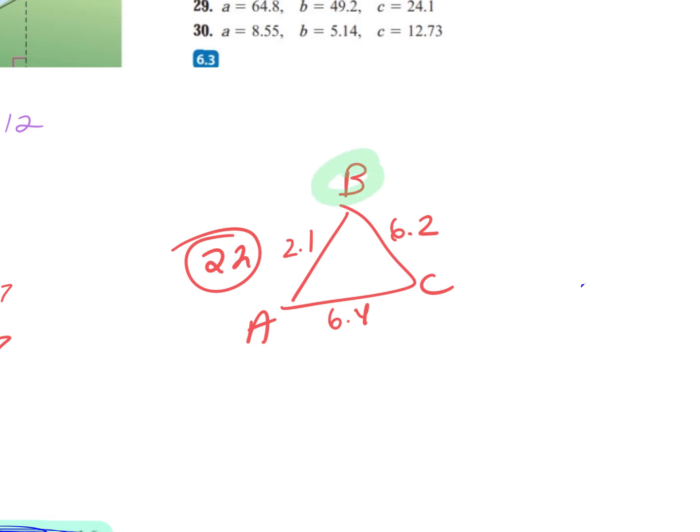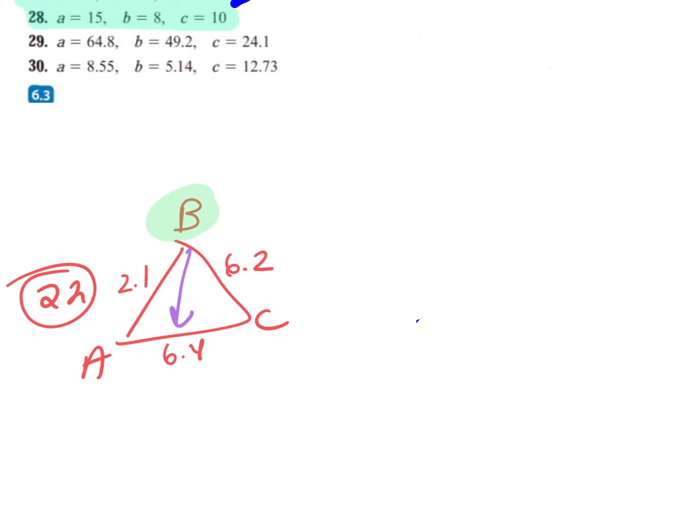The biggest one. Why? You have to find the biggest angle. How do you know which one's the biggest angle? It's across from the longest side. Again, you're going to be given the law of cosines. I know it, so I'm going to write it down.